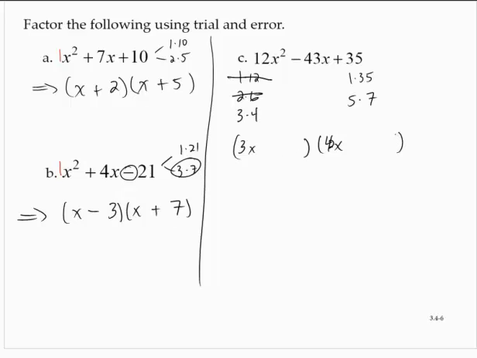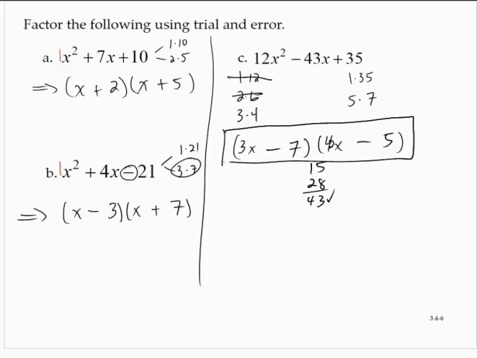Alright, so what are we left with? The 5 and the 7. Let's put the 5 here and the 7 here. That would give me a 20x and a 21x. That's a 41x. No good. Alright, so it's the last one, right? Put the 7 here and the 5 here. 15 and 28 is 43. Finally. Now, since it's a negative 43, we know we need negatives on both of them. So the trial and error method will work. It just might take a lot of time.